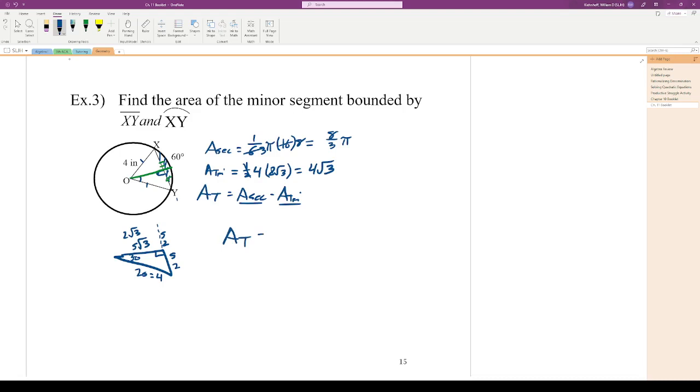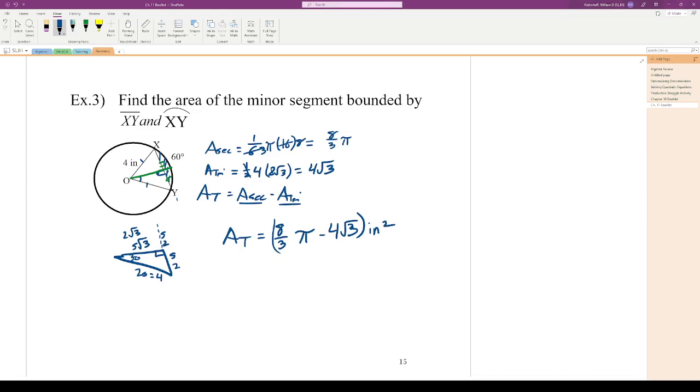So our total area in a precise answer would be 8/3 pi minus 4 root 3, and that would be in square inches. Now I do want to go to Desmos and compare, to get the actual answer of what that means.